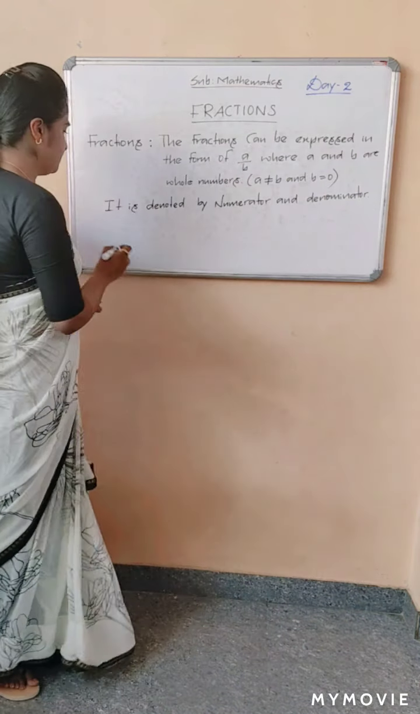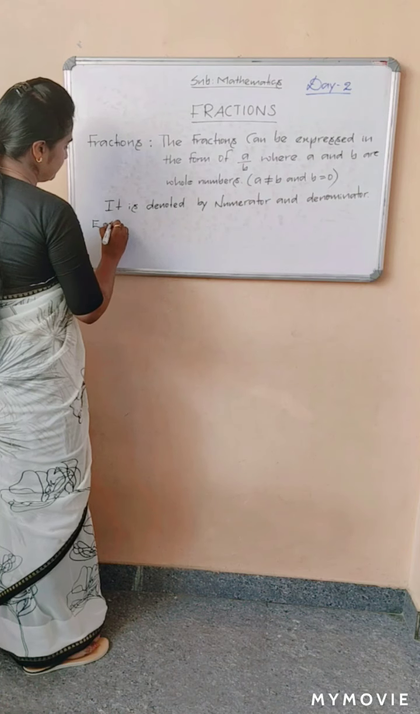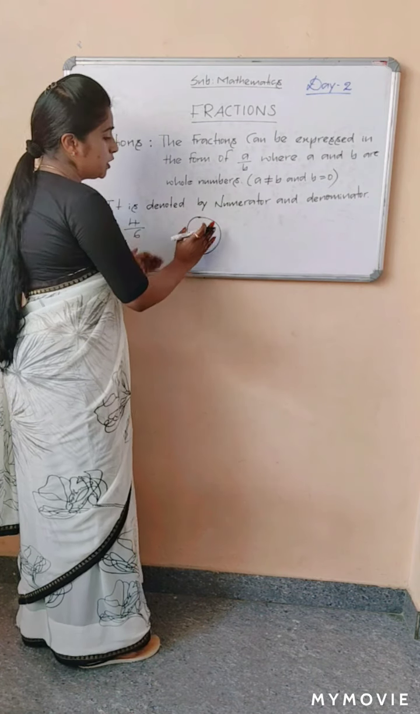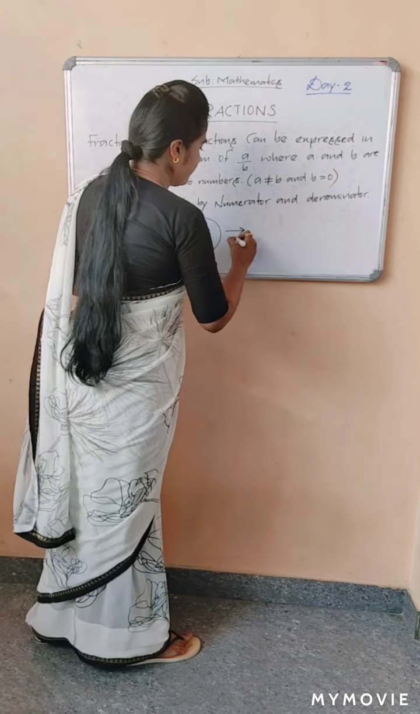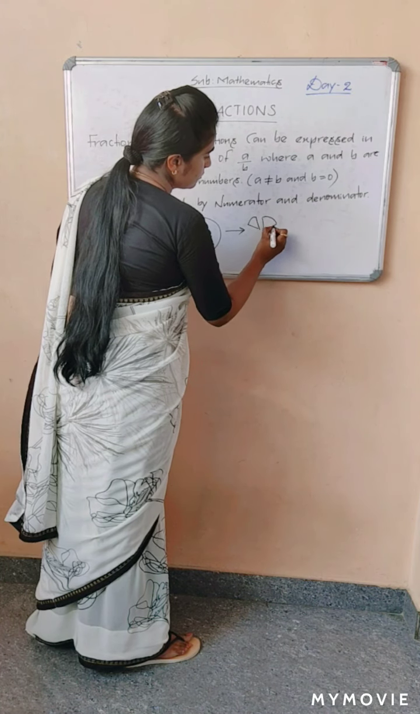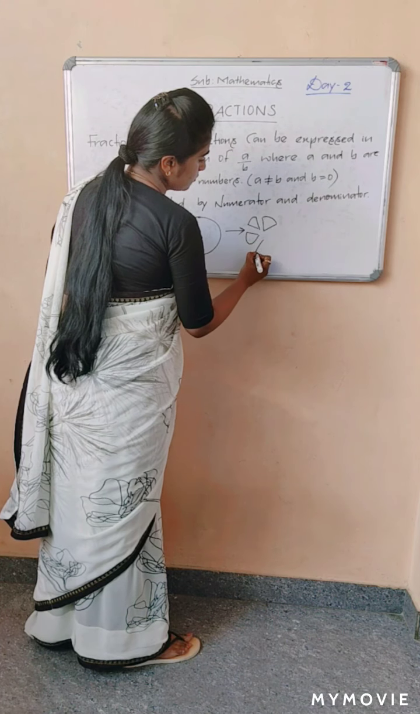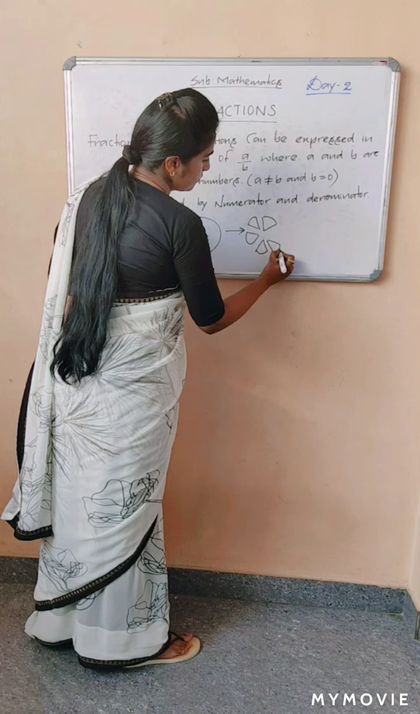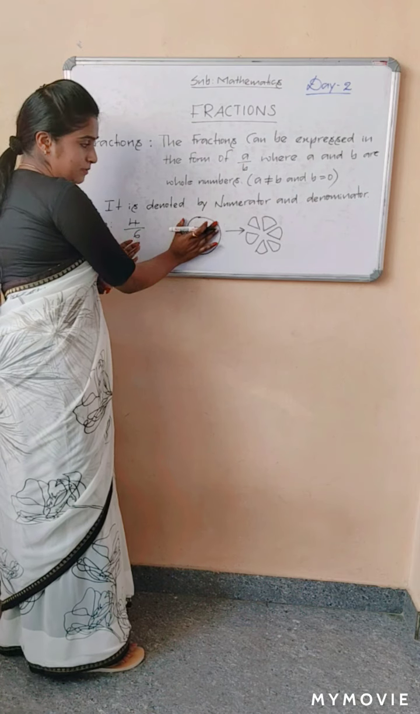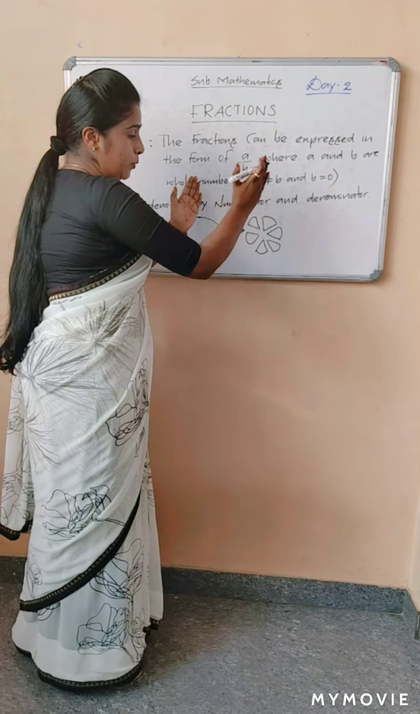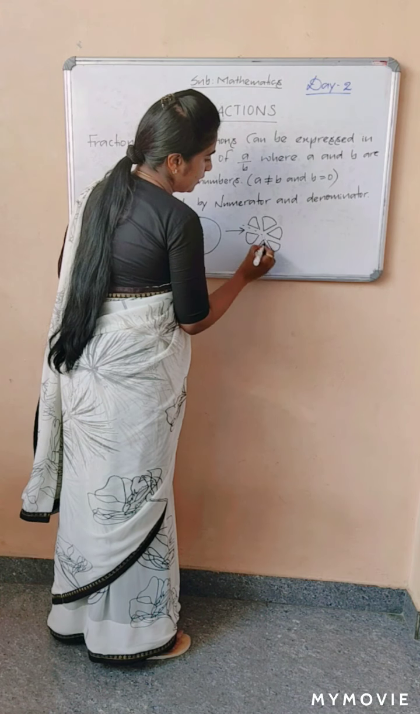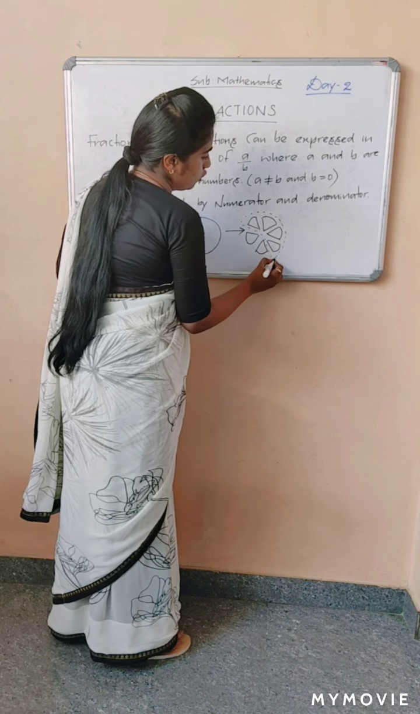So let's take an example. For example, 4 by 6. This is an object. I am going to divide it into how many parts? 6 parts. So this I can say is a whole. The whole is going to be divided into how many parts? 6 parts. So out of 6 parts, I am taking 4 parts.